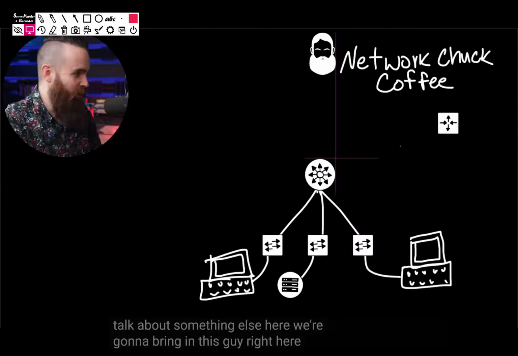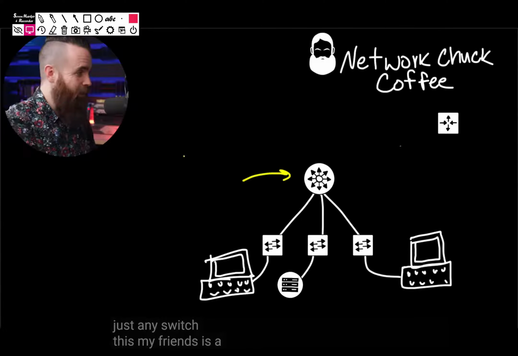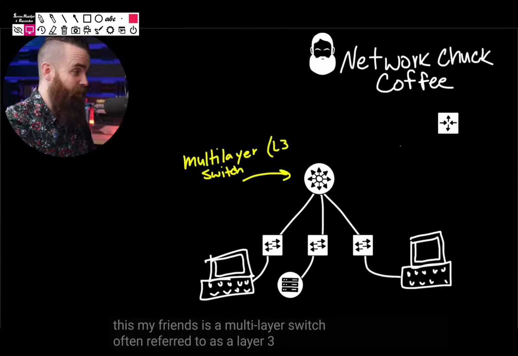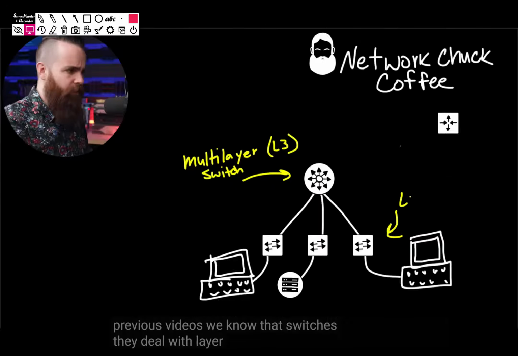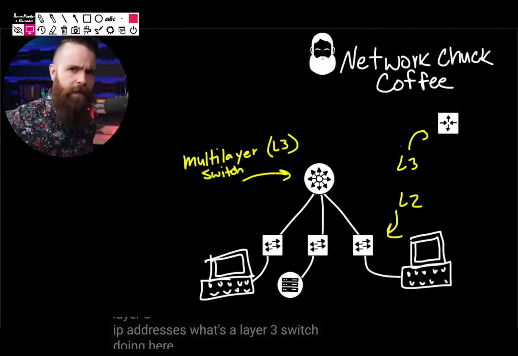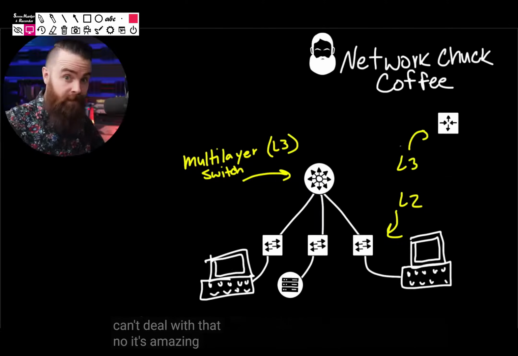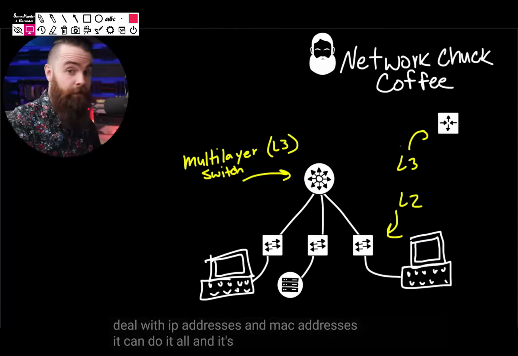We're going to bring in this guy right here. What is that? It's a switch. But it's not just any switch. This, my friends, is a multi-layer switch, often referred to as a layer 3 switch, which might sound weird if you watch my previous videos. We know that switches deal with layer 2 MAC addresses, and routers deal with layer 3 IP addresses. What's a layer 3 switch doing here? That's sci-fi, that's weird, I can't deal with that. No, it's amazing. It's literally a switch that can deal with IP addresses and MAC addresses. It can do it all, and it's blazing fast.